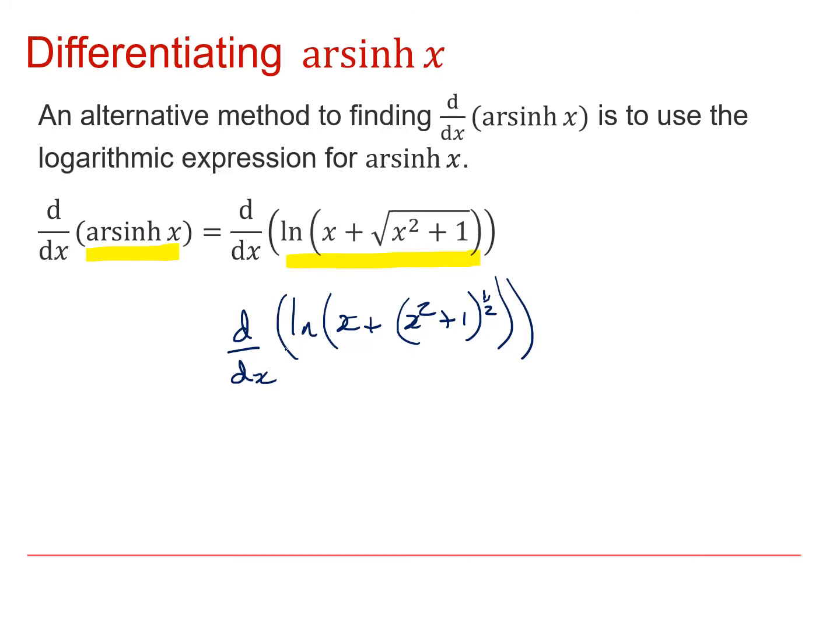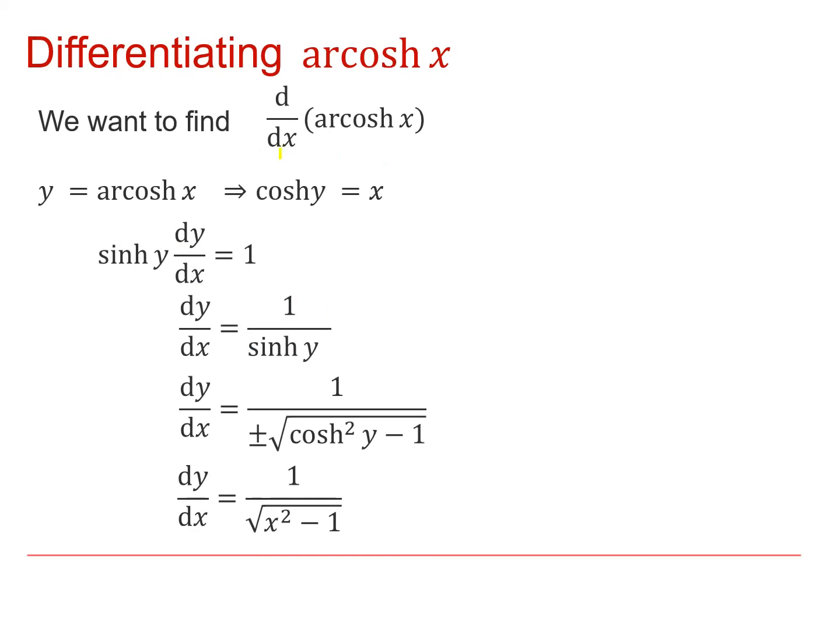Remember, this is a chain rule type differentiation, so you're going to get 1 over this lot multiplied by the derivative of what's inside the log. And you could work that through for yourself and see if you get the same result as we got on the previous slide. So what about differentiating arcosh x?